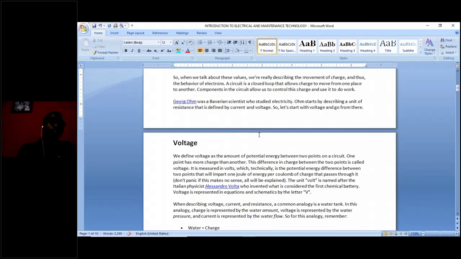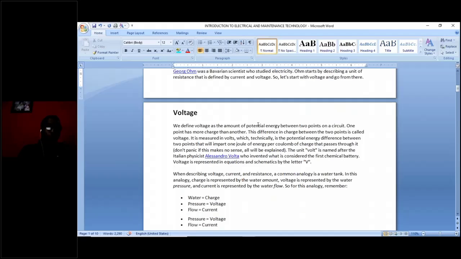Who is George Ohm? George Ohm is a Bavarian scientist who studied electricity. Ohm started by describing a unit of resistance that is defined by current and voltage.